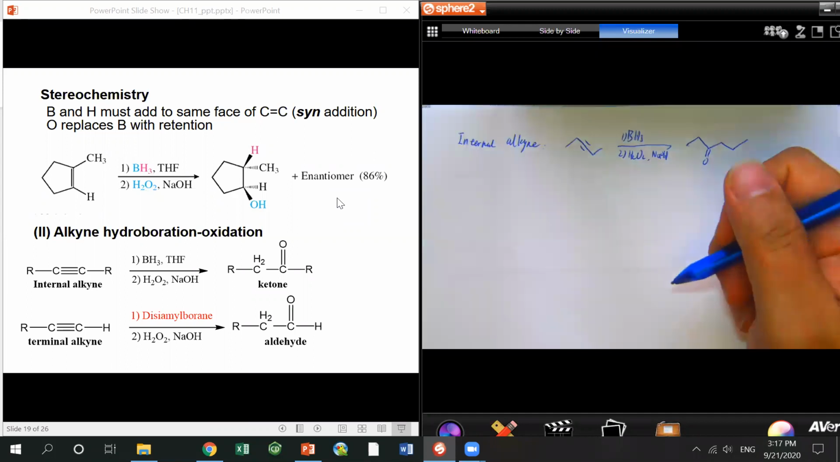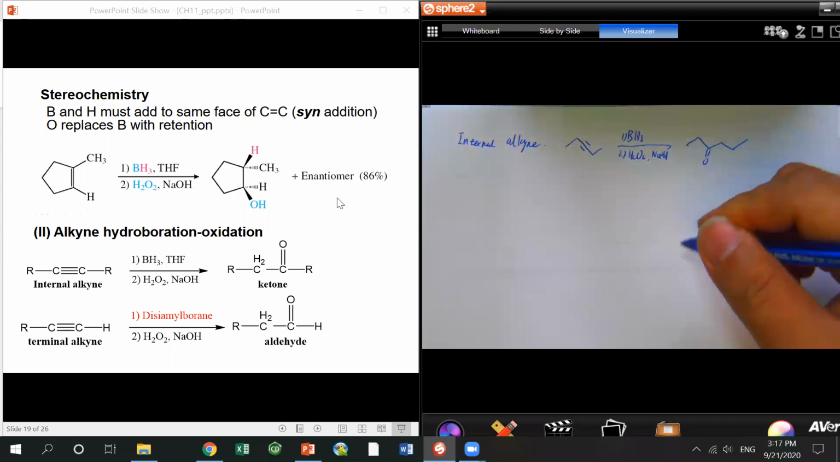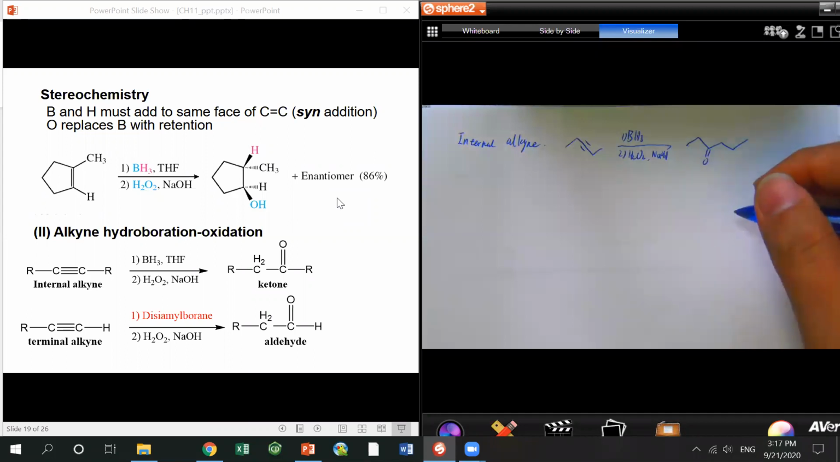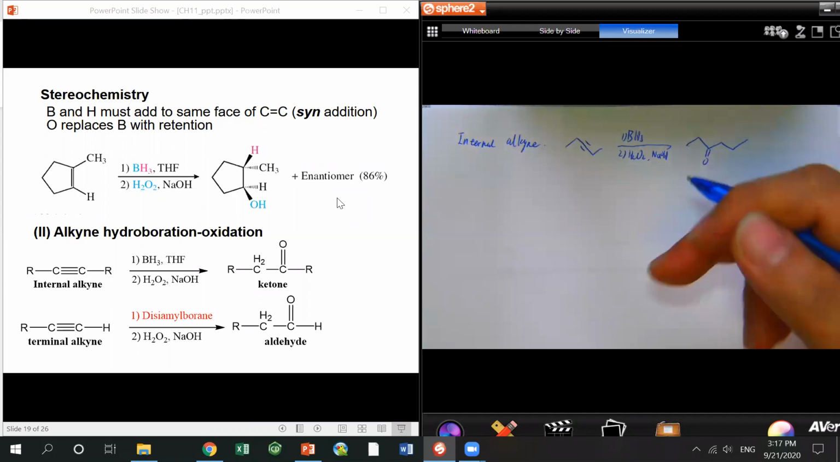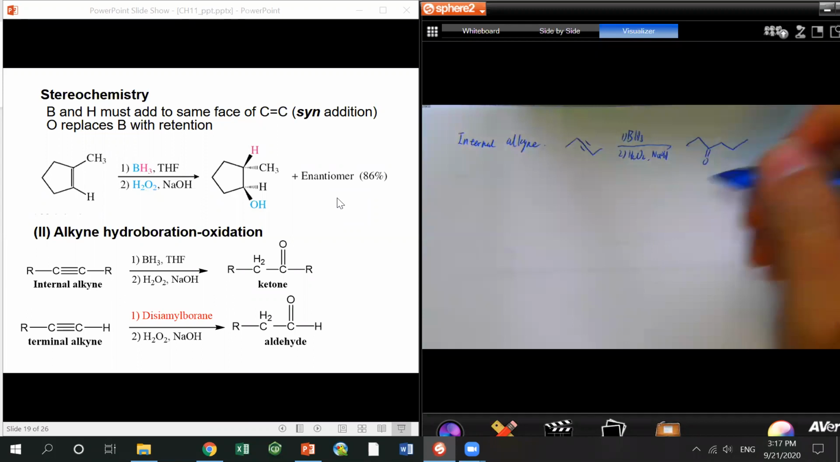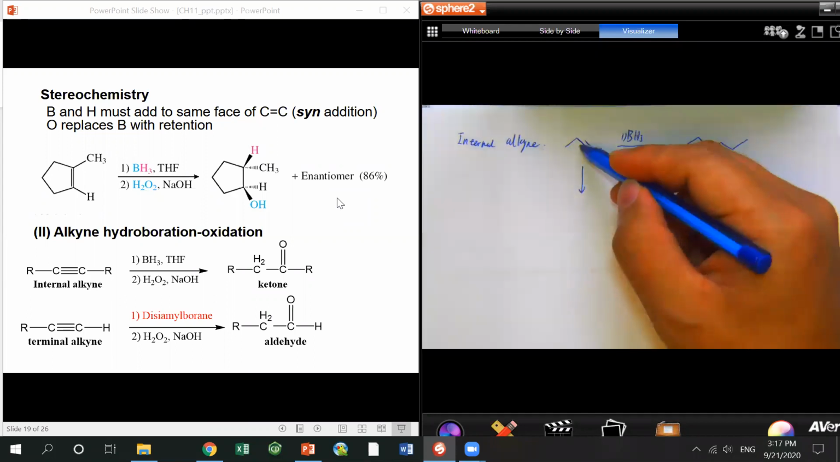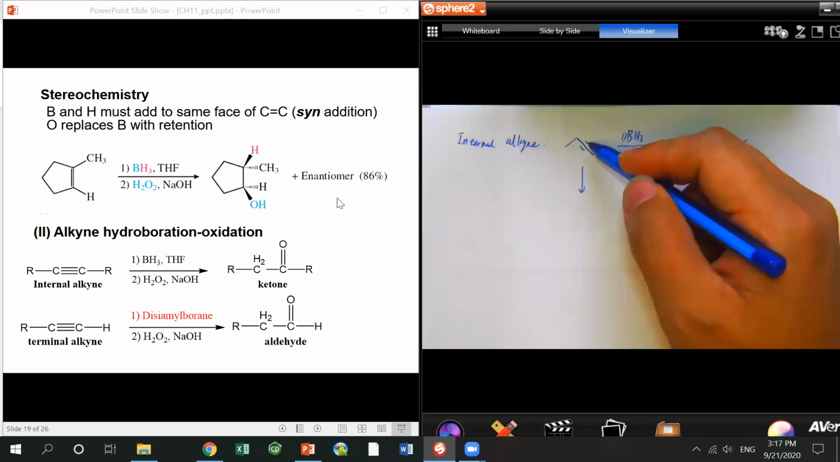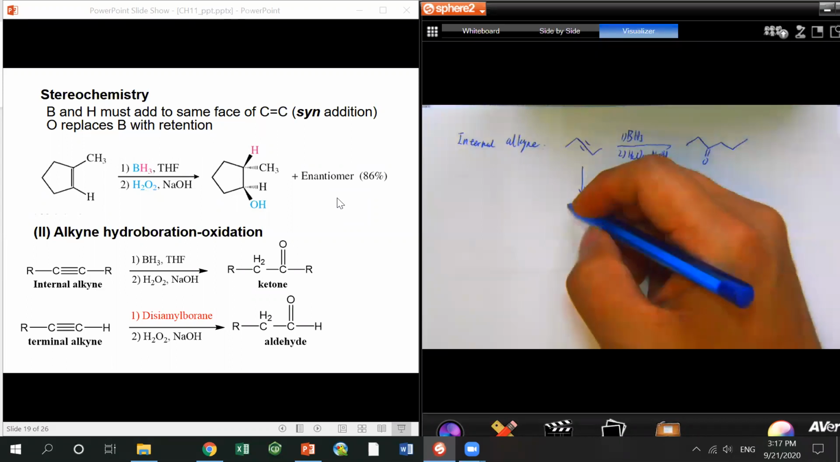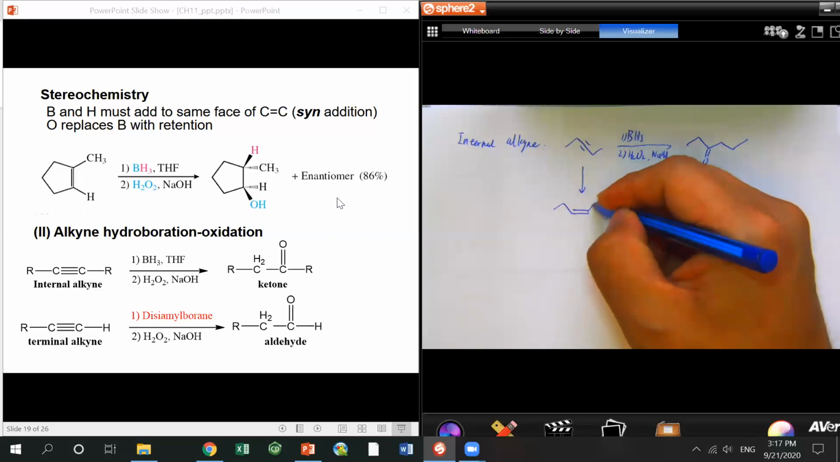try to draw the ketone product, same as in the oxymercuration reaction. You generate the enol, and then you use the enol to convert to the ketone. So pretty much like this. You generally add hydrogen and also the OH onto this carbon-carbon bond. So let's do the syn addition product.